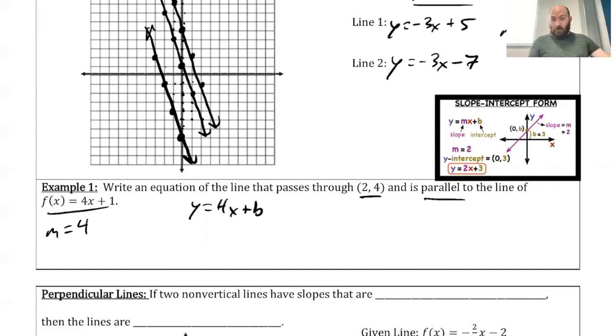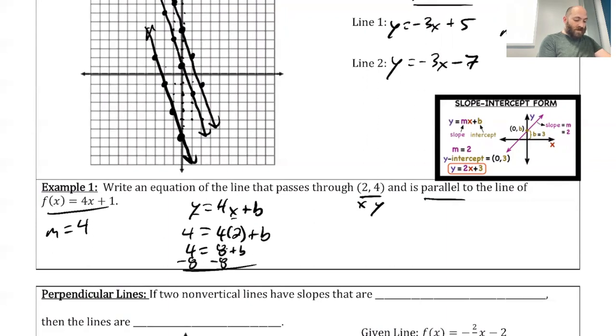So I don't know the b value. We want to make sure the line goes through the point (2, 4). The thing to remember is that 2 is x and 4 is y. So you can take the 2 and plug it in for x and the 4 for y, and look what happens: I now have something I can solve for b. So I'll work this through. I get 4 times 2 is 8 plus b, and I'll subtract 8 from both sides. Then I get b equal to negative 4.